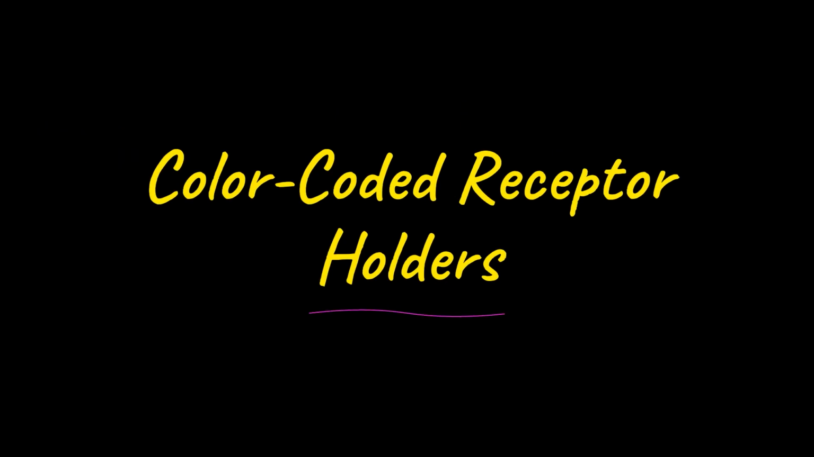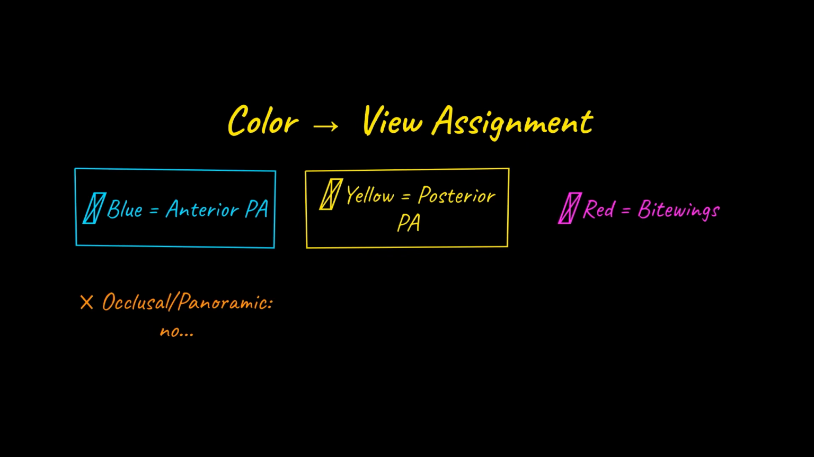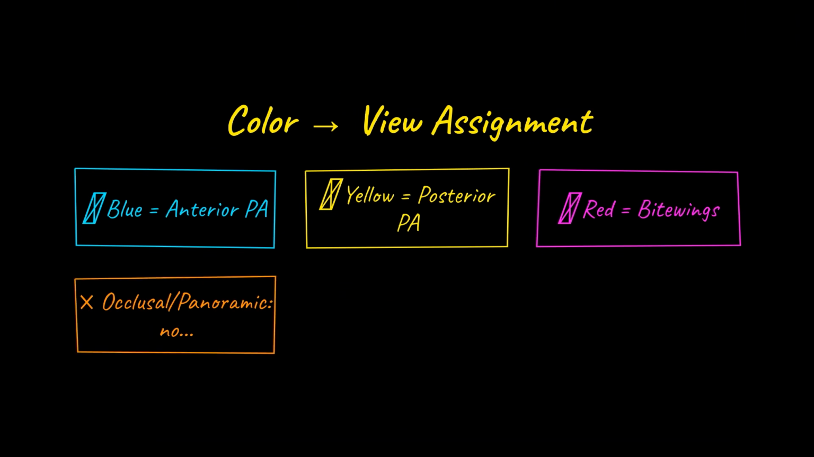Receptor holder systems use color coding so operators can instantly grab the right assembly for each view. Every color corresponds to a specific radiographic technique, keeping setup fast and accurate. In the standard scheme, blue marks anterior periapicals, yellow marks posterior periapicals, and red marks the bite wing assembly. Occlusal and panoramic imaging fall completely outside this color-coded system.